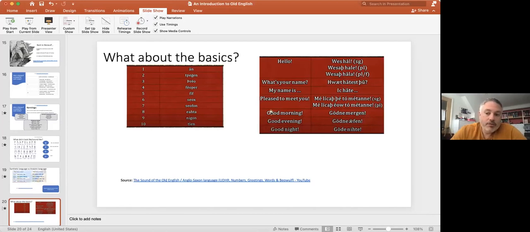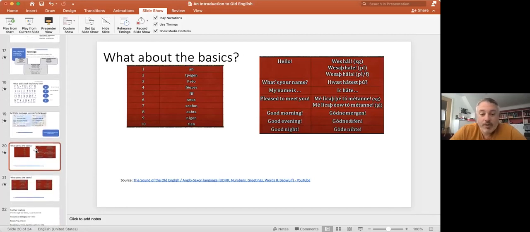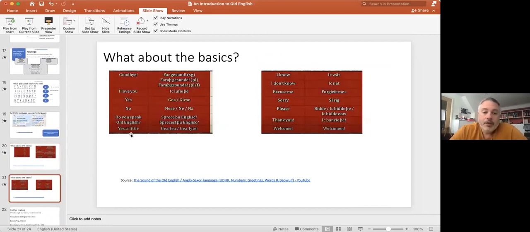Guten Morgen, guten Abend, gute Nacht. So good morning, good afternoon, or good evening rather, and good night. Very close to their modern English, but also their modern West Germanic counterparts. So goodbye would be fare gesund, which is travel safely. So the word gesund in Old English is very much like the modern German gesund, which we've got with Gesundheit when somebody sneezes.